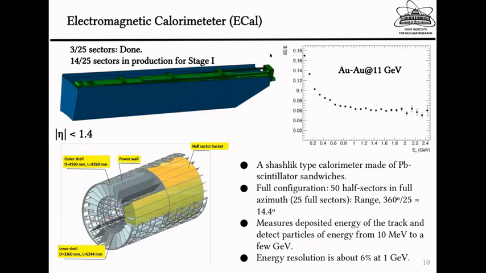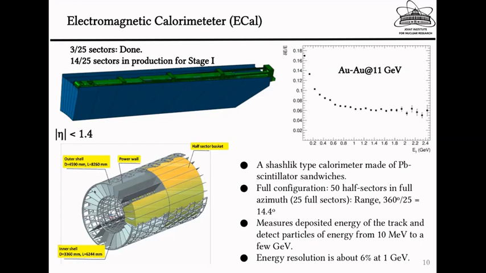The next detector is ECAL, electromagnetic calorimeter. This is really important for the analysis of dielectrons. It is a Shashlik type of calorimeter made of lead scintillator sandwiches. In the full configuration, there are 50 half sectors, that is 25 full sectors with azimuthal range of 14.4 degrees.